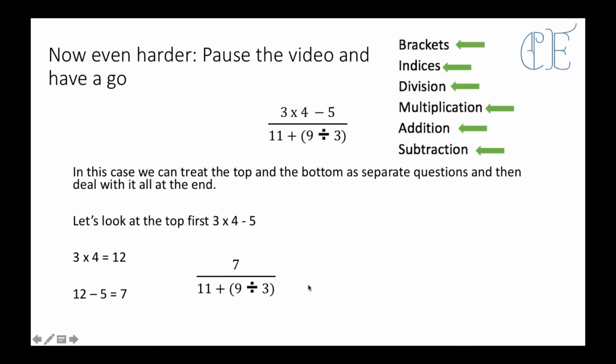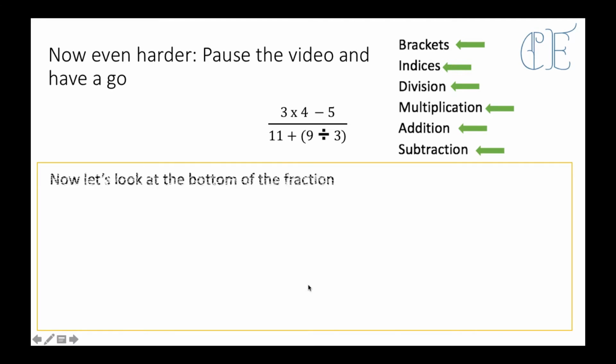Okay, so let's go to the bottom of the fraction. We have a set of brackets on the bottom one, which means we must do this bit first. So 9 divided by 3 is 3. Okay, so then we'd end up with 11 plus 3. We've got no indices, no division, no multiplication, and the last bit is our addition. So 11 plus our answer for this, which was 3. So 11 plus 3 is 14.